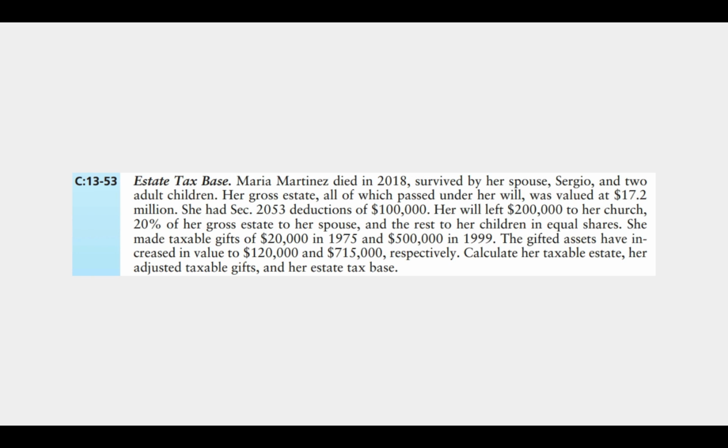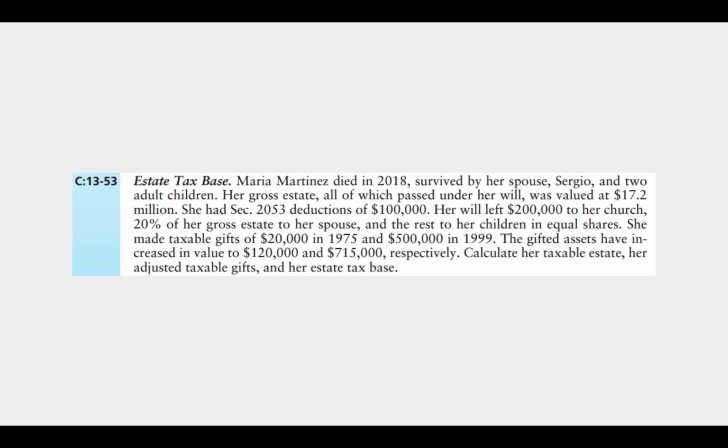So I want to address a few things before we go through this. So first, these Section 2053 deductions, those are things that are allowed for funeral expenses, administrative expenses, things like that. She left $200,000 to her church. We know that's a charitable deduction. She left some to her spouse. We know she gets a marital deduction.